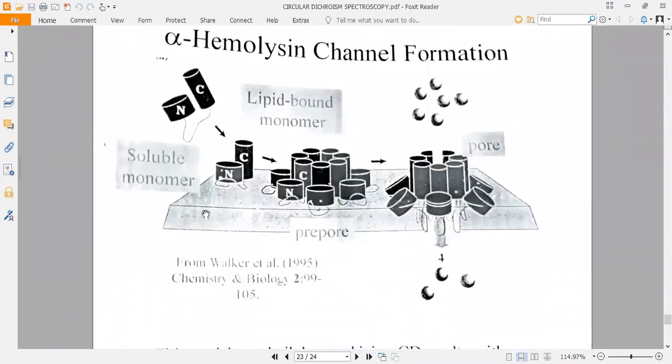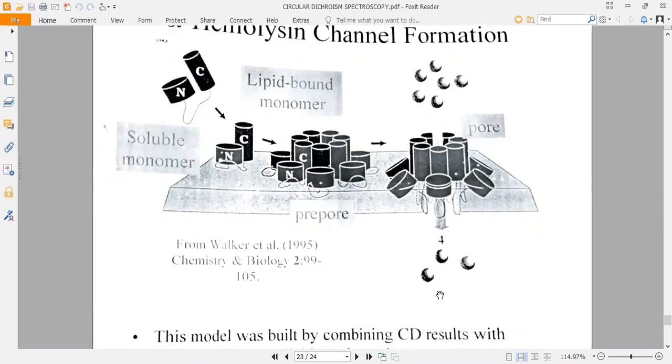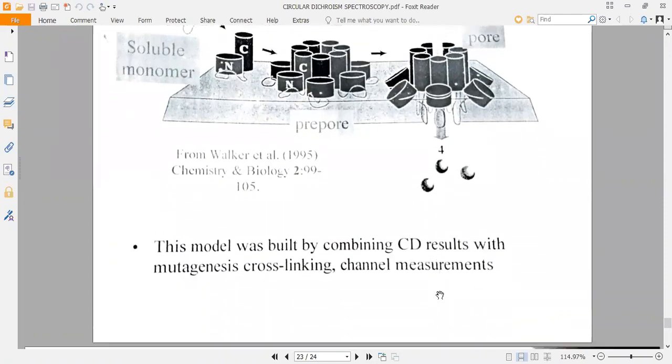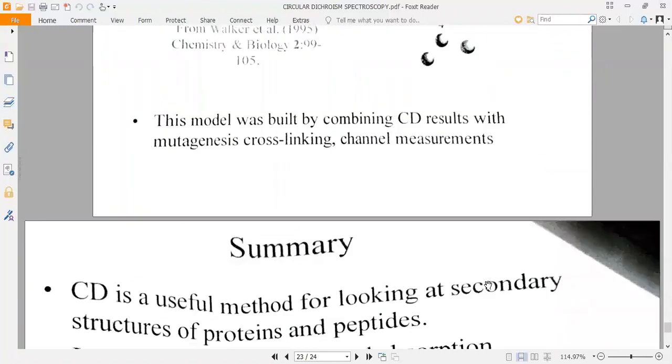मेम्ब्रेन है, लिपिड बाइंड मोनोमर, यहाँ पे पोर फॉर्मेशन हो रहा है, तो सॉल्युबल मोनोमर है ये, जो सॉल्युबल है ये पोर बना रहा है, प्री पोर स्टेज है, देन पोरस स्टेज है. This model was built by combining CD results with mutagenesis cross-linking channel measurements.